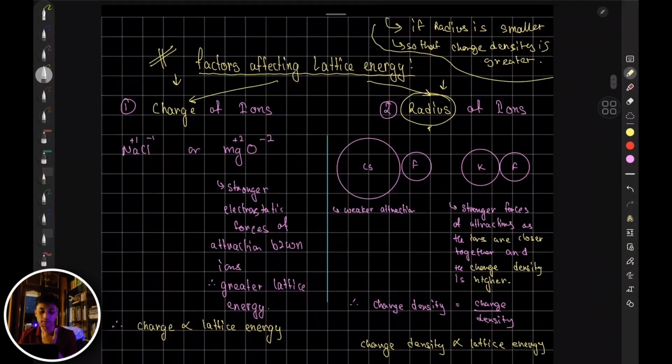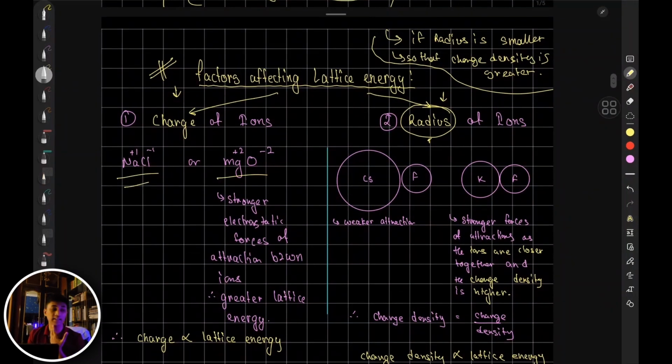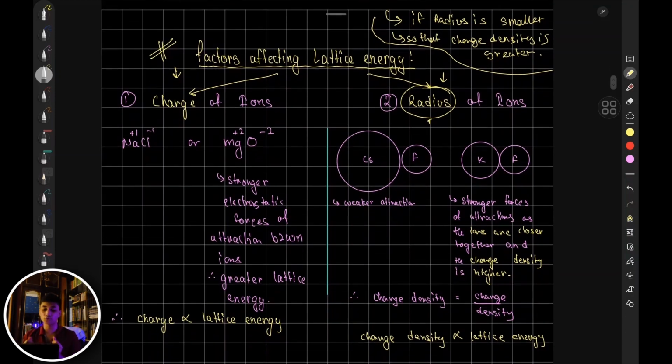How does the charge affect it? Let's say you have two compounds, NaCl and MgO. For NaCl, what do you have? A +1 charge and a -1 charge. For MgO, magnesium oxide, what do you have? A +2 charge and a -2 charge. What will that result in? For MgO, the electrostatic forces of attraction would be much higher. Why? Because the charges are far greater. +2, -2. They're going to be attracted much more strongly.